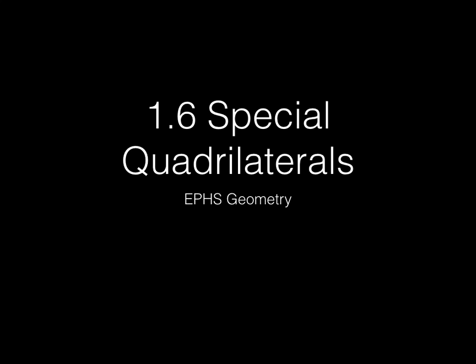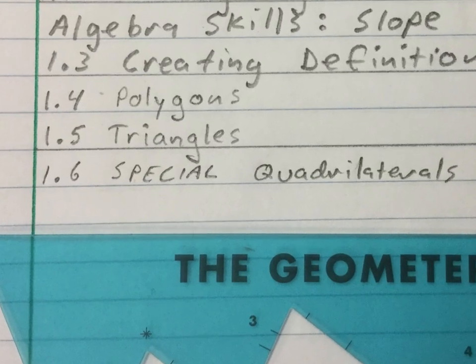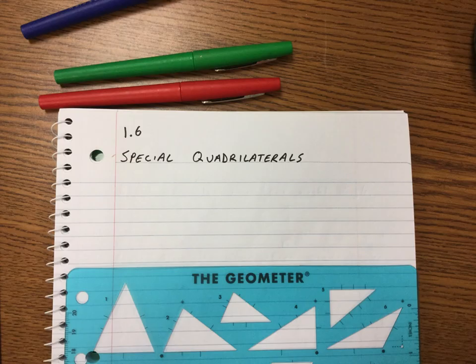Section 1.6 is all about special quadrilaterals. So open up your table of contents, get this section 1.6 in there, and then let's open up to a fresh page. If you have the geometry stencil, it might be a handy thing to have close by. Otherwise, you'll want a ruler and a protractor to get some nice accurate drawings.